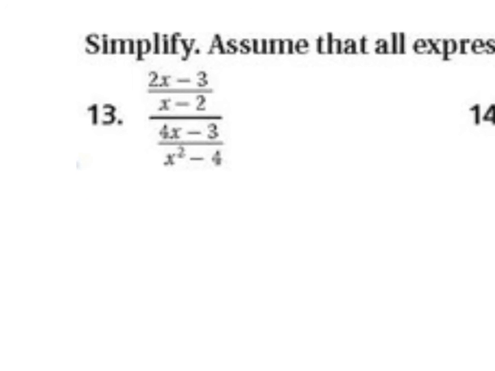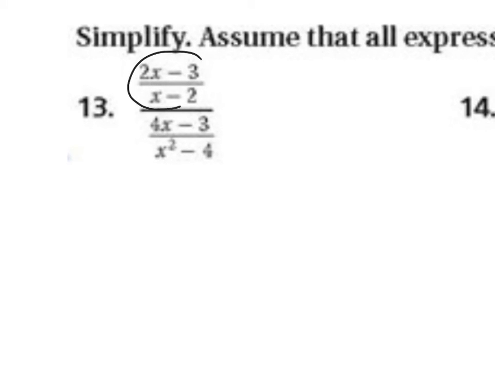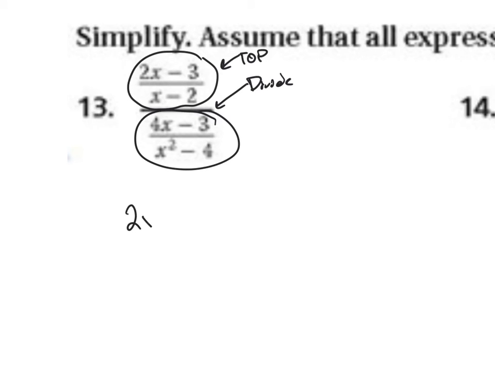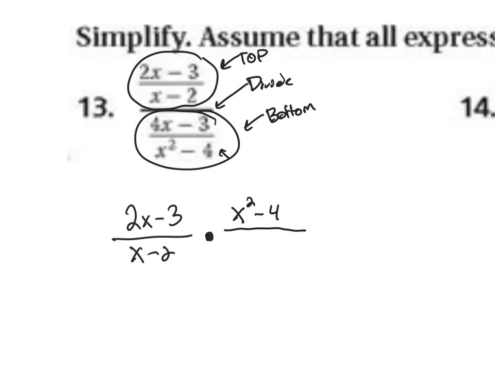So when you see this, a lot of times it's a fraction divided by a fraction. Right? Fraction divided by a fraction, just like we did when we talked multiplying and dividing, we don't like to divide by a fraction. Instead, we multiply by the reciprocal. So take the top and write it, 2x minus 3 over x minus 2. Instead of dividing, we are going to multiply by the bottom reciprocal. So the bottom is here. Remember, reciprocal means flop it. So put the bottom on the top, put the top on the bottom, 4x minus 3.